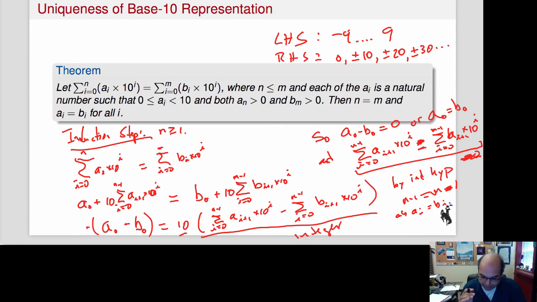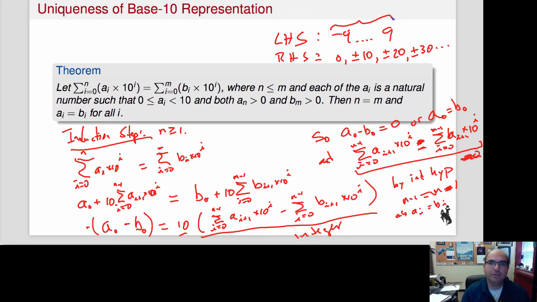It's something that somehow we already knew, right? If we use base 10 notation, then there's actually only one representation for each number. I just want to end this with one quick statement, and that is that the only reason that it works is because of this. You see, the left-hand side could only be between minus 9 and 9, and the right-hand side goes 0, 10, 20, 30, and so on.